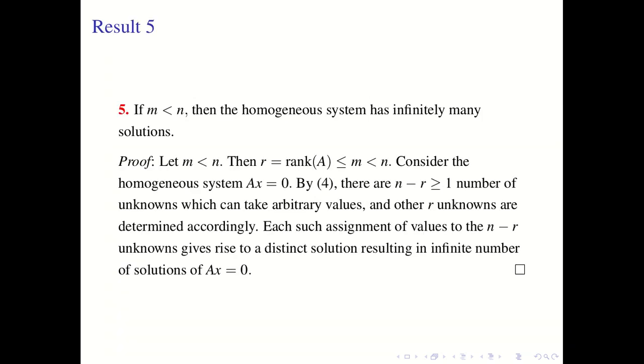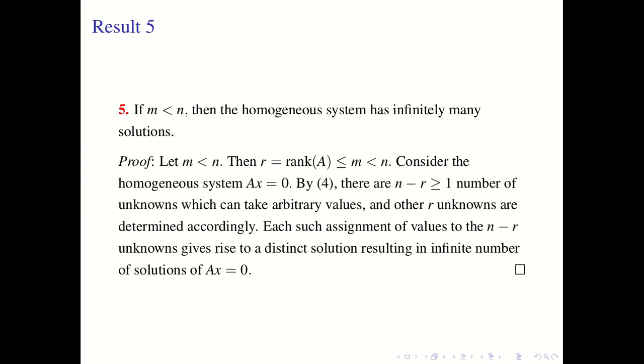So let's now look at result 5. If m is strictly less than n, that means the number of linear equations is strictly less than the number of variables, then the homogeneous system has infinitely many solutions. Suppose m is strictly less than n. Now we know that rank of A has to be less than or equal to minimum of m and n. So therefore rank is less than or equal to m, and it is strictly less than n.